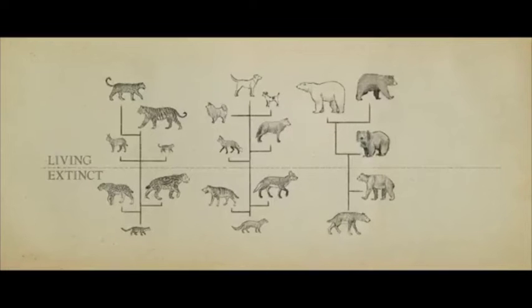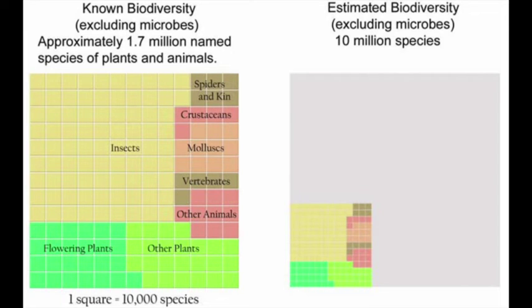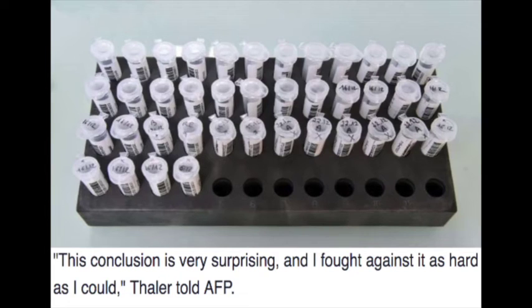In conclusion, the largest genetic study to ever take place looked at hundreds of thousands of different species. They discovered a few things. Genetic diversity is about the same, proving that all life arose at the same time, including humans, and they all have clear genetic boundaries. This was so shocking for the scientists working on the project that they said, "This conclusion is very surprising, and I fought against it as hard as I could."